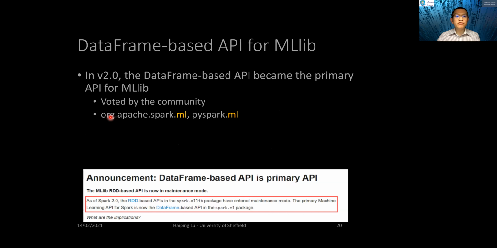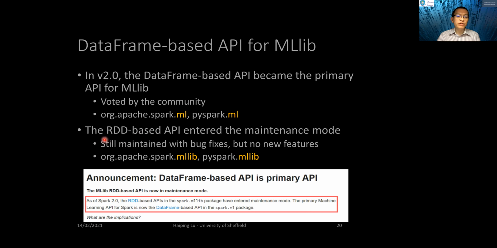So the data frame based API has been adopted and became the primary API for the machine learning library since version 2.0. Right? So this was voted by the community. And if you look at the APIs, if it is .ml, that means the data frame based API. And then the previous RDD based API entered maintenance mode. Right? So it still receives bug fixes, but no new features will be added.